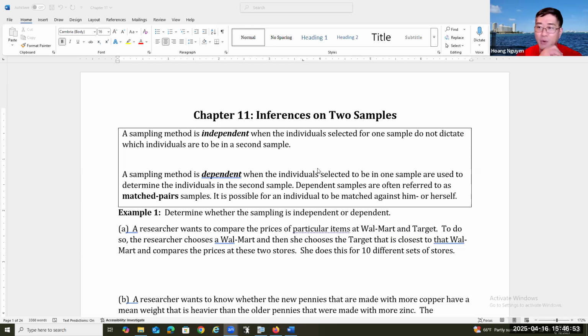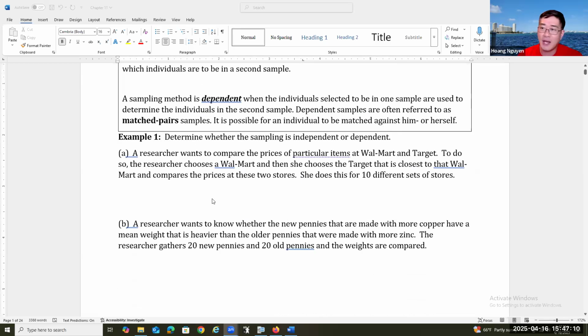For independent samples, the two samples that we selected are not related. For dependent samples, the two samples that we selected are somehow related. Okay. So based on the definitions of independent and dependent samples, now let's take a look at two examples. Let's give it a try and see if you can determine if they are independent or dependent.